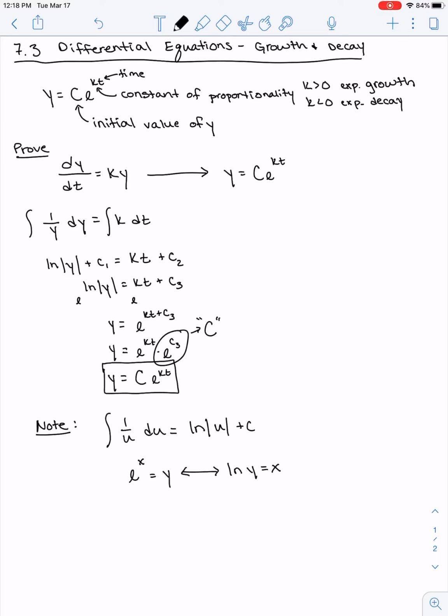And then another thing that we used in this problem was our property of exponents. So if you have some base b to the m plus n, that is the same thing as base b to the m times base b to the n. And then the last thing that we did was say that e to the c was our constant, quote unquote, c. So those are the three properties that we used in this proof of dy dt equals k times y, and going to the exponential form, y is equal to some constant c, e to the proportionality constant times time.